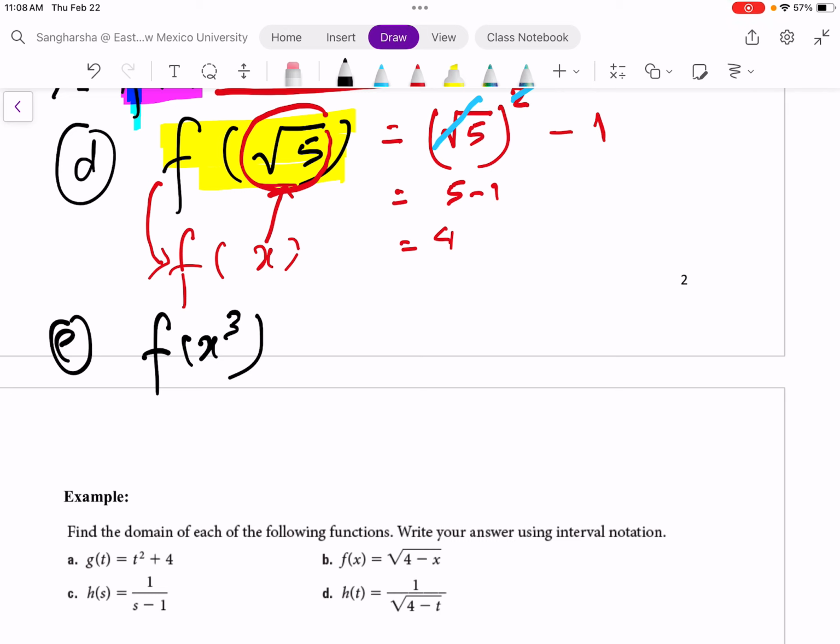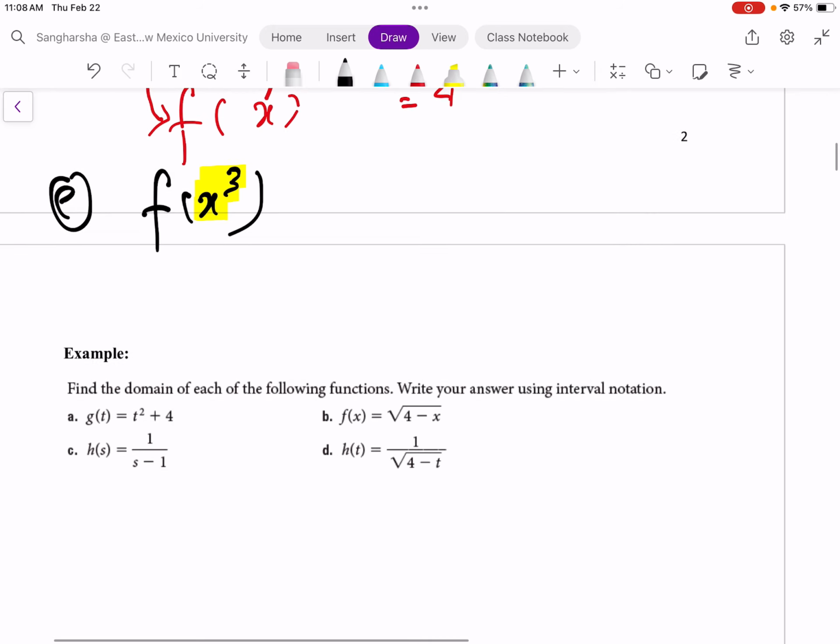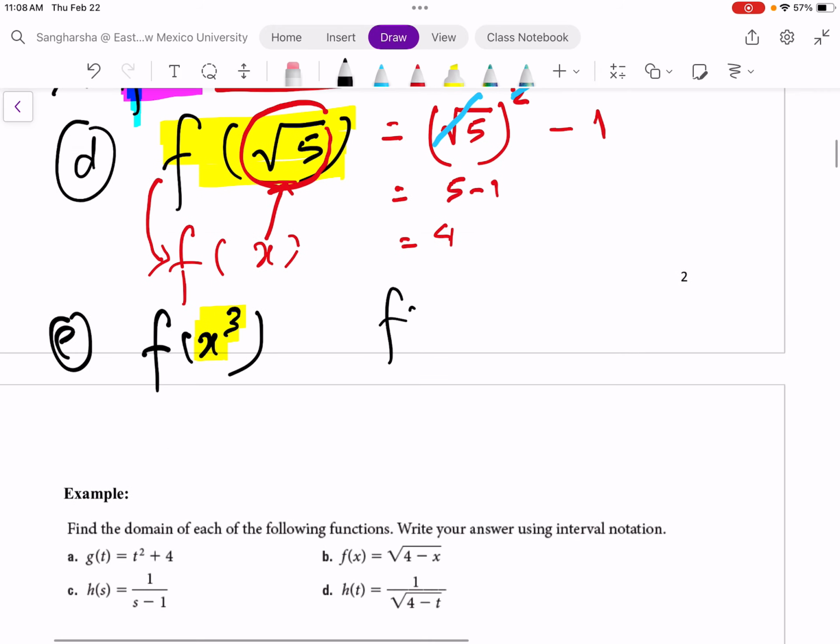Now if you are looking for the output, what is the input here? Our input is x cubed, whatever you have inside the parenthesis. So you substitute your input for every x in your function. Our function is f of x equals x squared minus 1. So you substitute your input x cubed for every x.